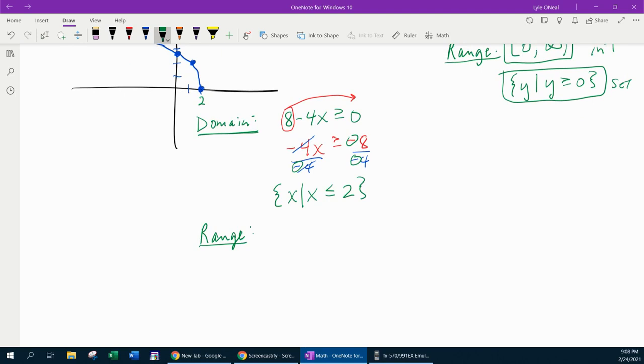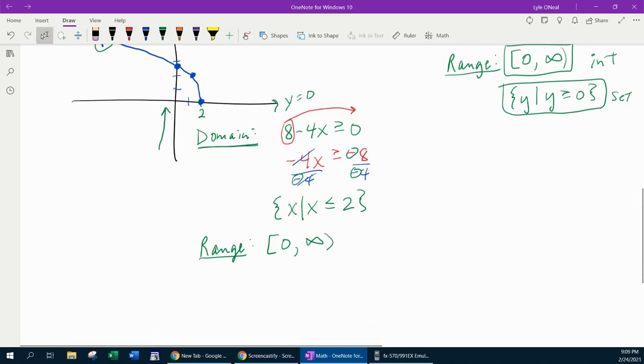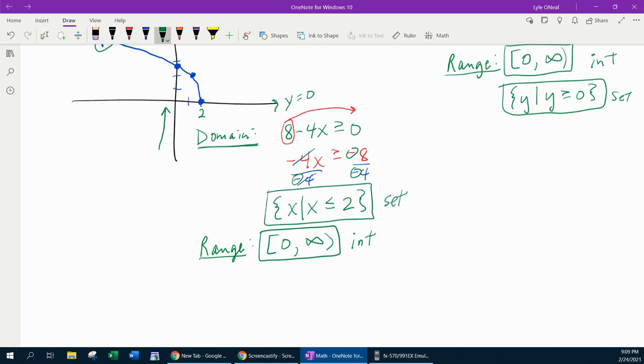Okay. So remember, the range are the values that y can be going from bottom to top. I see that the graph begins at the x-axis, and at the x-axis, y is 0. So the range is going to start at 0, and it's going to finish at infinity because it's going to increase forever as it moves to the left. So there is the range in interval notation, and I got the domain in set notation.